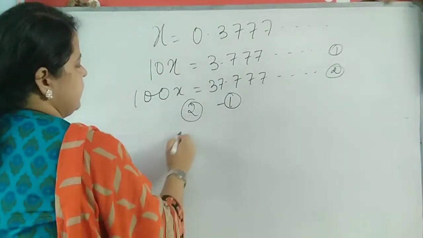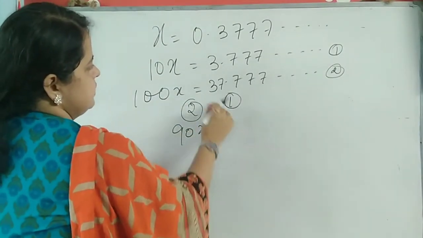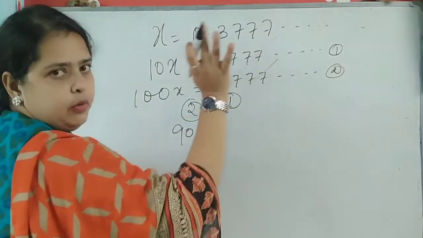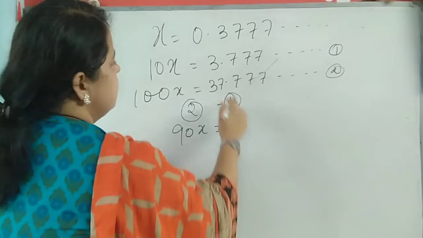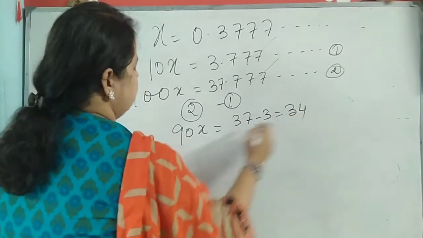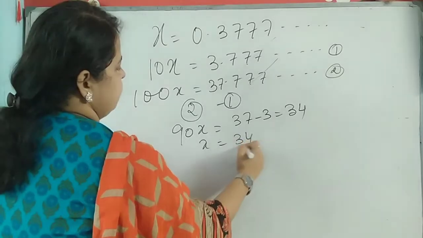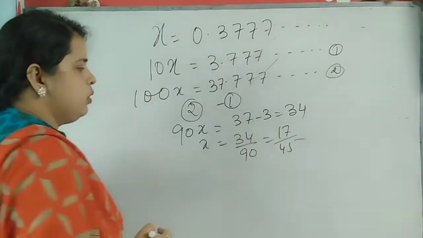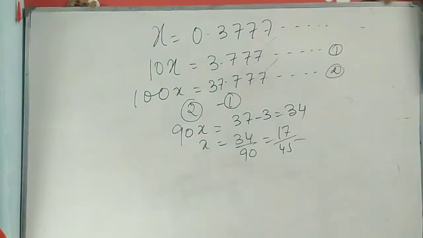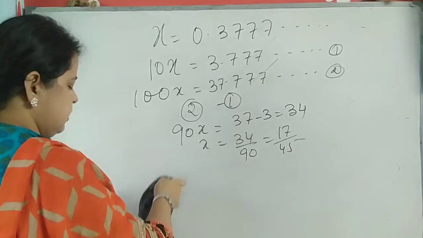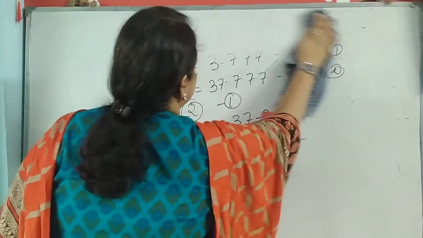So what you will get? 90x on this side, and the recurring 7777 factor will be over now. That is our choice. So 37 minus 3, that is 34, and x is 34 by 90. And if you wish, you can cancel it with a 2, that is 17 by 45 is the required rational number. Okay students, so this category is important.